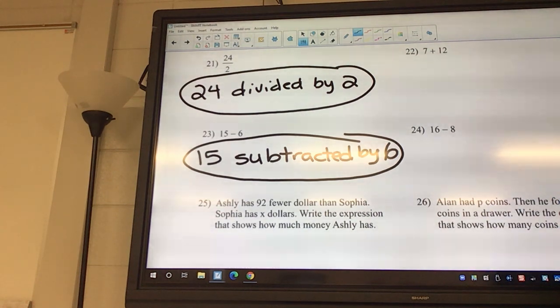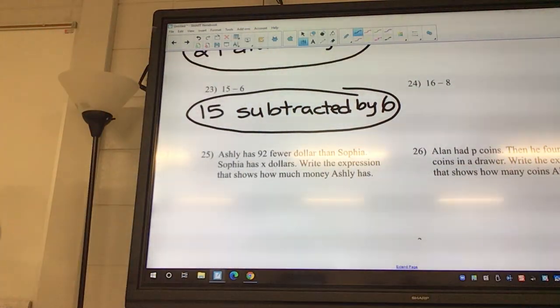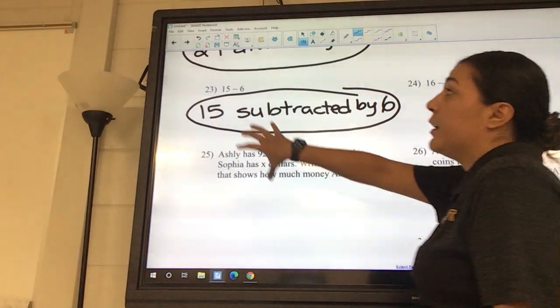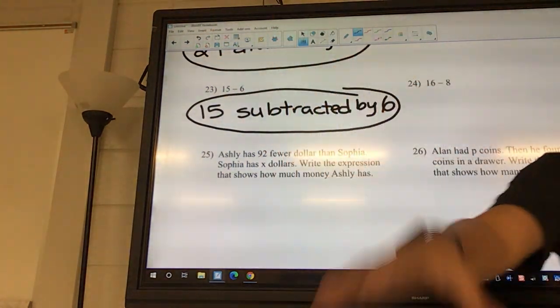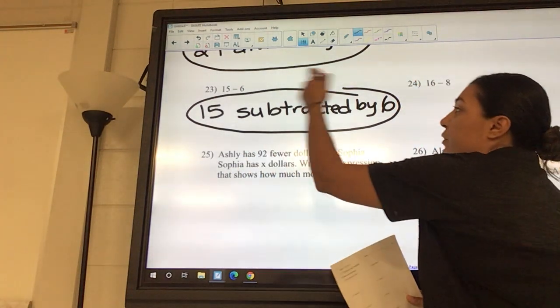Okay, 25. It says Ashley has 92 fewer dollars than Sophia. Sophia has X dollars. Write the expression that shows how much money Ashley has. What does fewer mean? Less. What kind of sign would mean less? A minus. And it's the same as these, and you can always tell because if you look at the bold heading, each section has bold instructions. So you know your answer should look something like this.